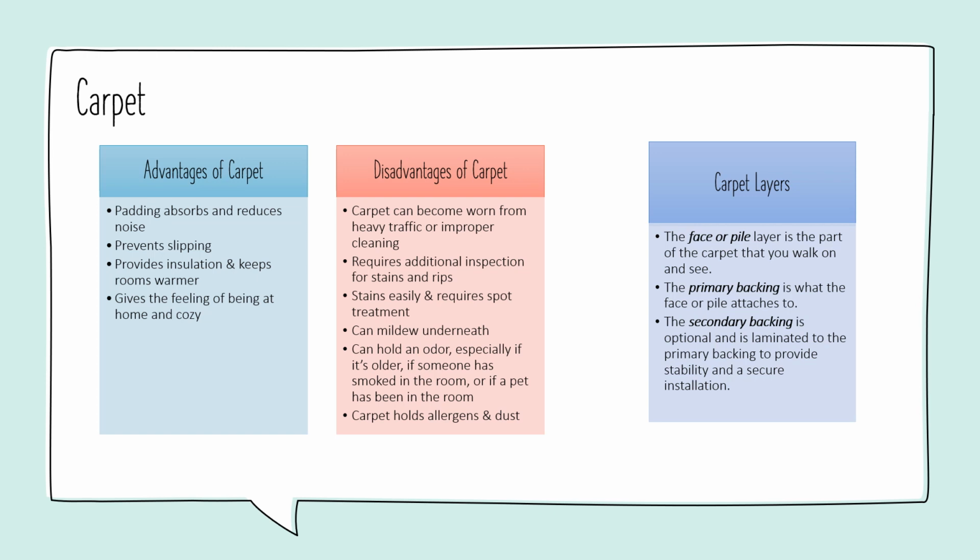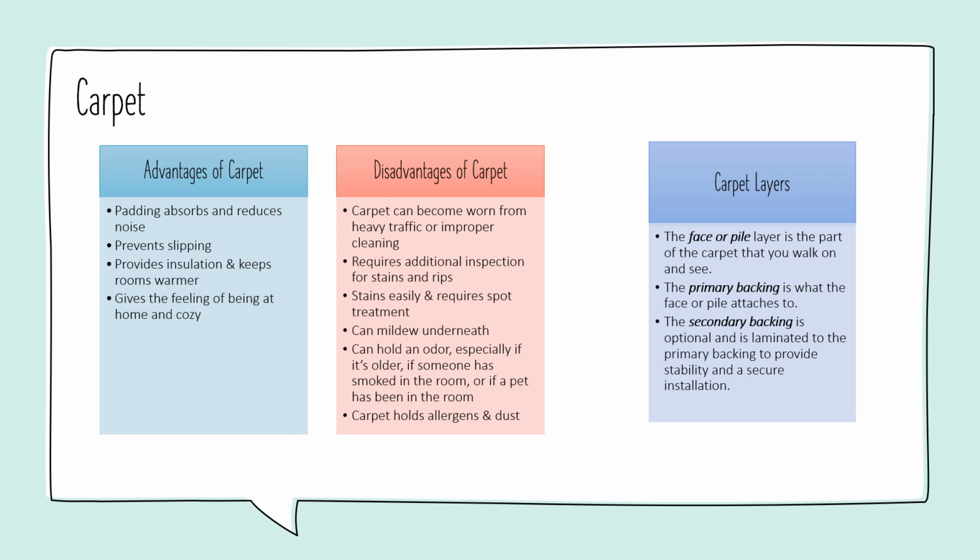Wicking can be caused from water. Mildew can form under the padding. Shedding and piling can occur when carpet is not vacuumed or cleaned properly or frequently. Carpet can carry an odor, especially if it's older. Carpet holds allergens and is not ideal for pet-friendly rooms.